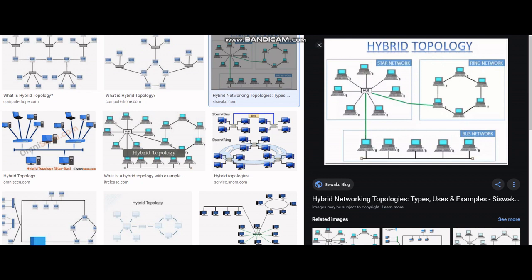Disadvantages of a hybrid topology are that fault detection is difficult, installation is difficult, design is complex, and maintenance is high. So those were some of the main topologies that are used quite frequently. I just wanted to go over them.